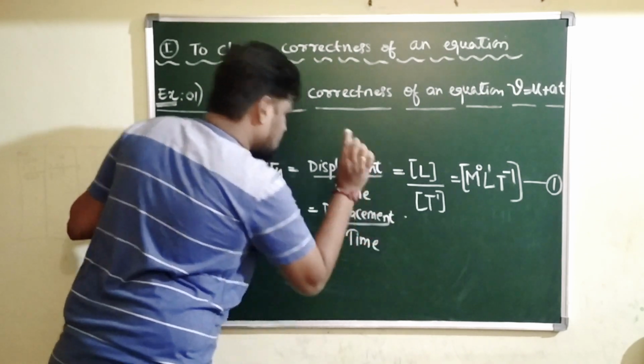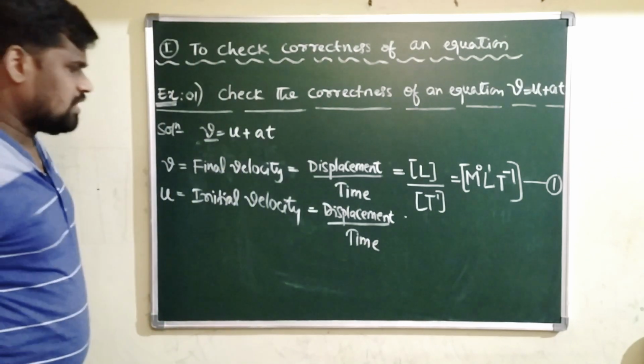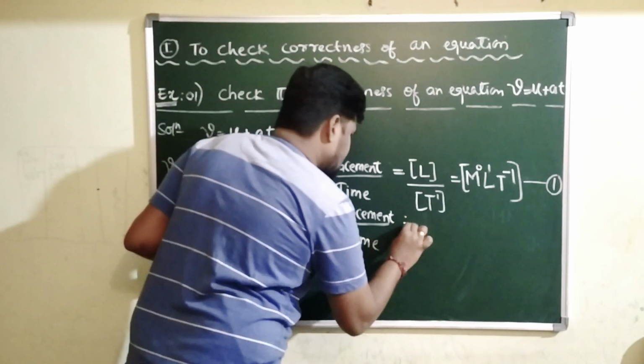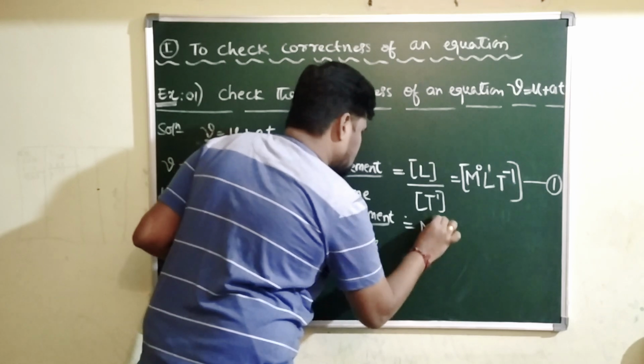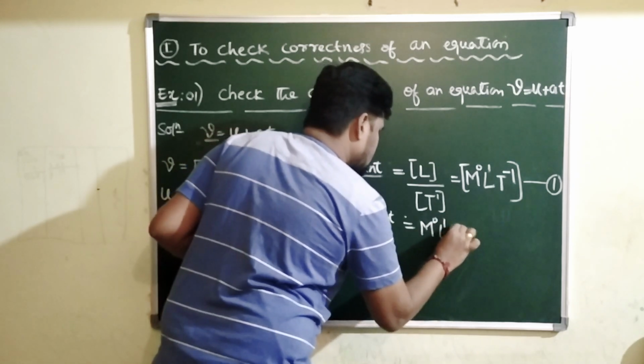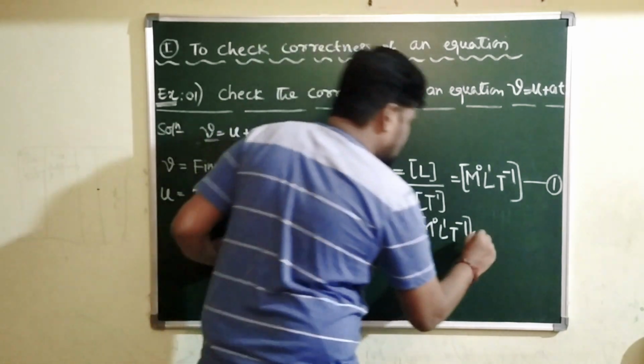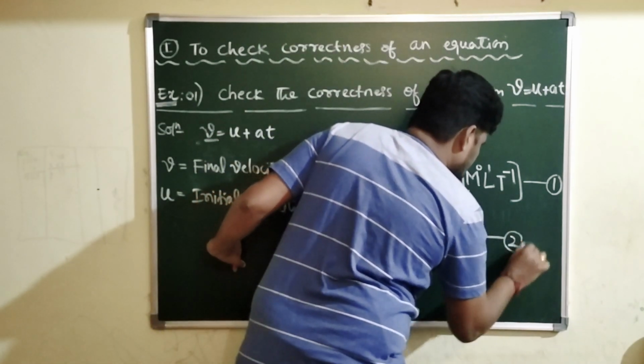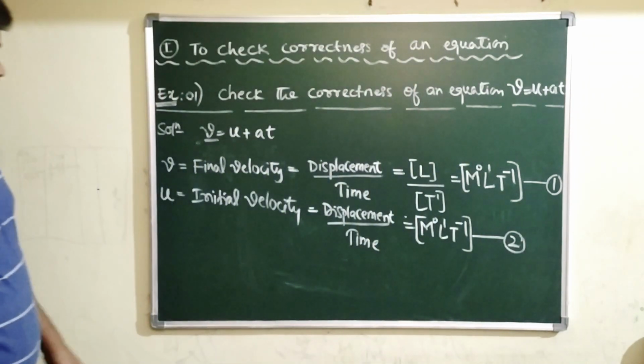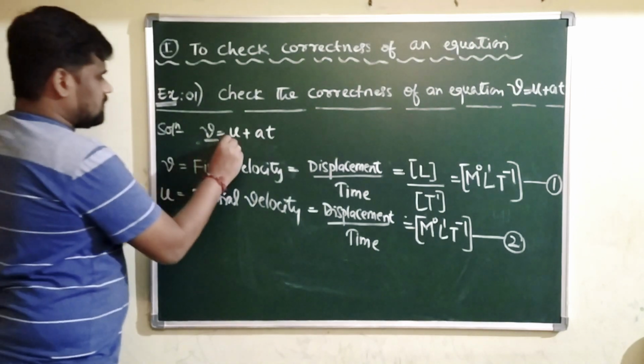Displacement by time. So, if you find the dimensional formula, once again you will get the same, that is M⁰ L¹ T⁻¹. This is the dimensional formula for what? Second term in the equation. Now I will go for the third term.